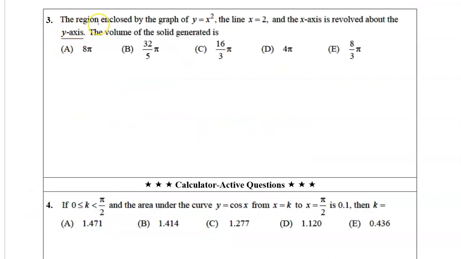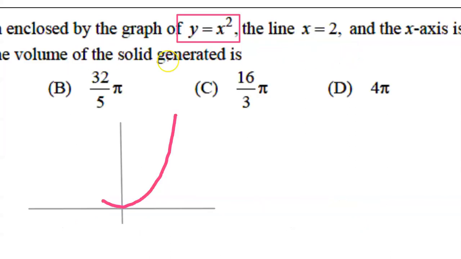Number 3, the region enclosed by the graph of y equals x squared, the line x equals 2, and the x-axis is revolved about the y-axis. The volume of the solid generated is which of these? Y equals x squared is a parabola with vertex at the origin. The line x equals 2 is a vertical line at 2, and we also have the x-axis as a boundary. So this is the region we will be rotating around the y-axis.